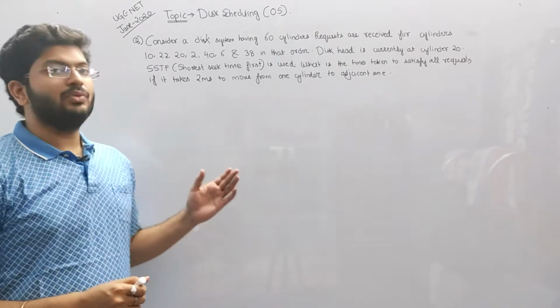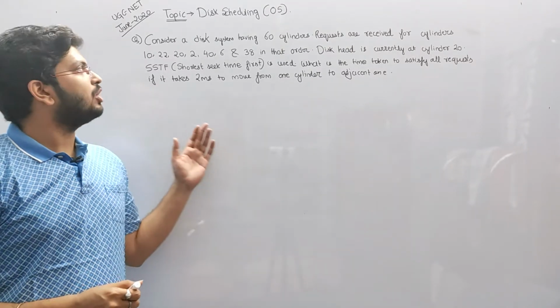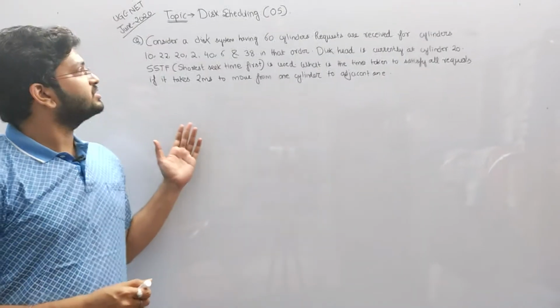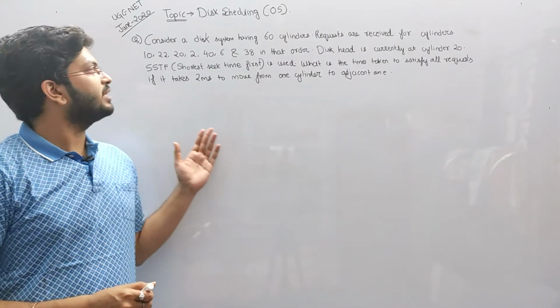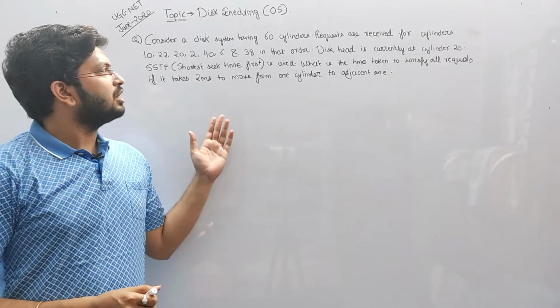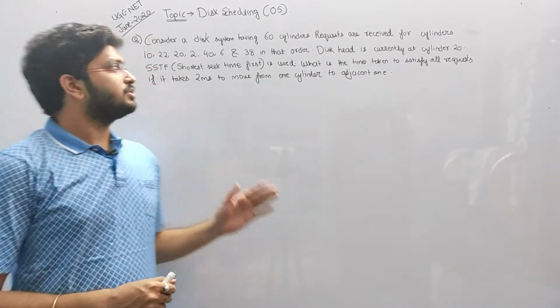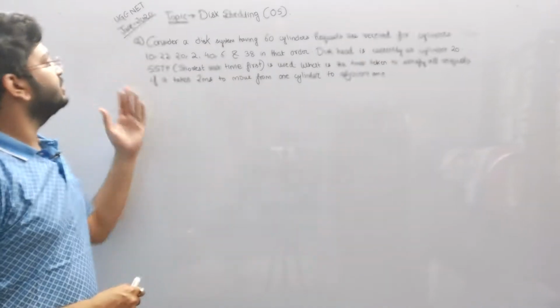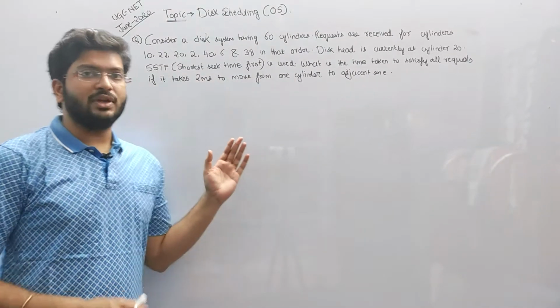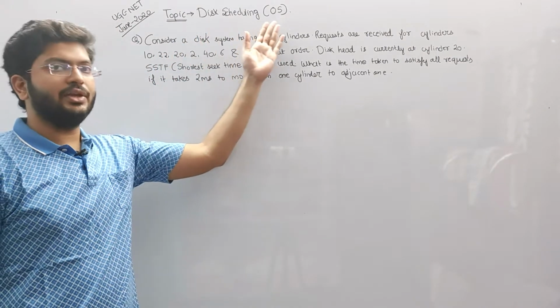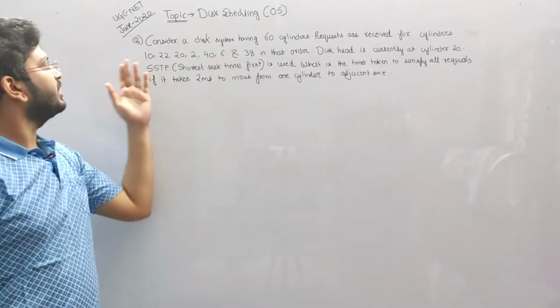From today onwards we are starting the playlist of operating system. In this playlist we will solve all the previous year questions asked in UGC NET and GATE examinations. So we are starting with the topic of disk scheduling. This is the question asked in UGC NET June 2020. Let's see the question. It is the topic of disk scheduling in operating system.